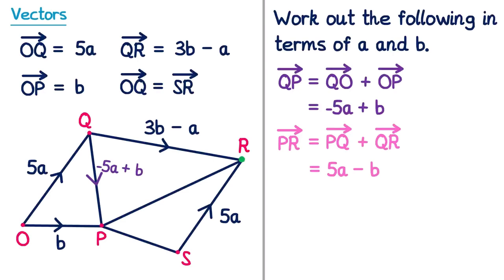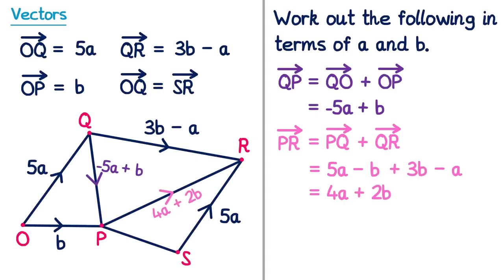Then we went along the correct direction for the arrow from Q to R, so that must just be 3b minus a. So we add to this 3b minus a. Now just like when we have algebra, we can simplify these vectors by collecting like terms. We have 5a minus 1a, which is 4a, and we have negative b plus 3b, which is positive 2b. So the vector from P to R is 4a plus 2b. Let's put this onto our diagram as well.